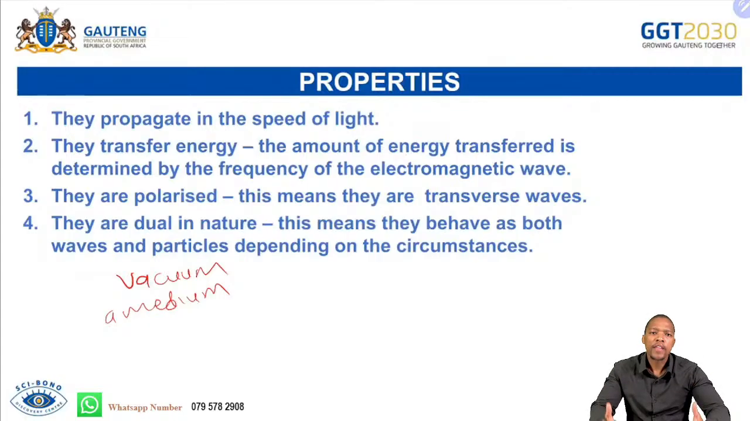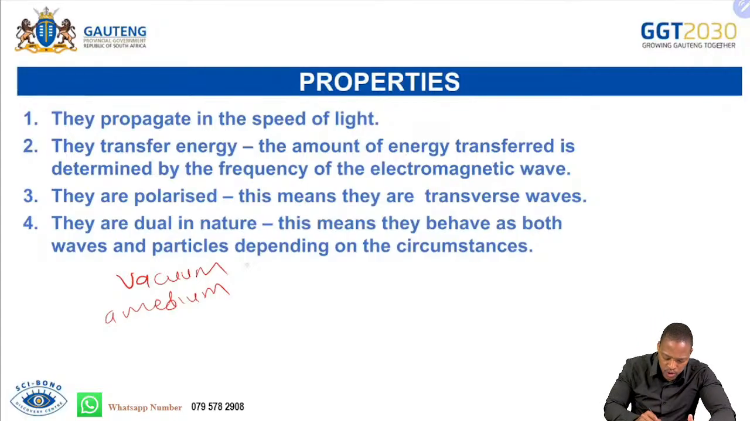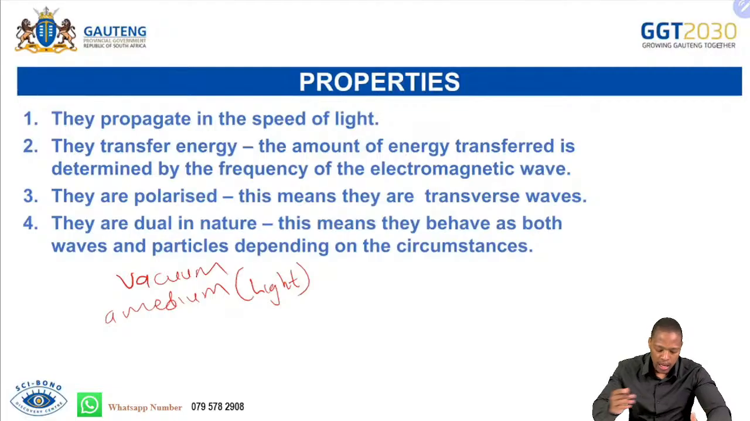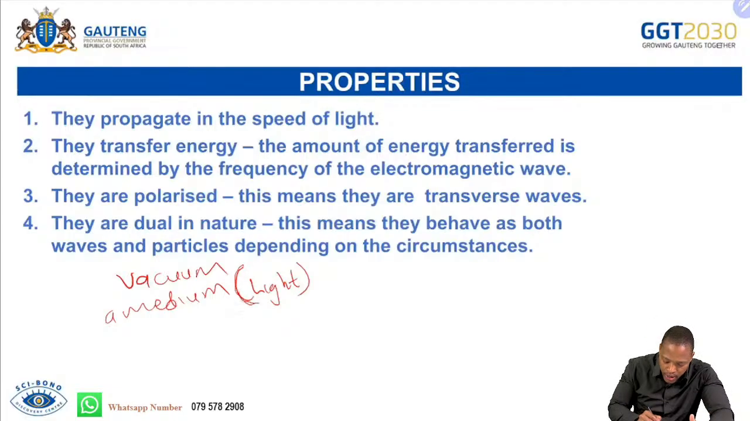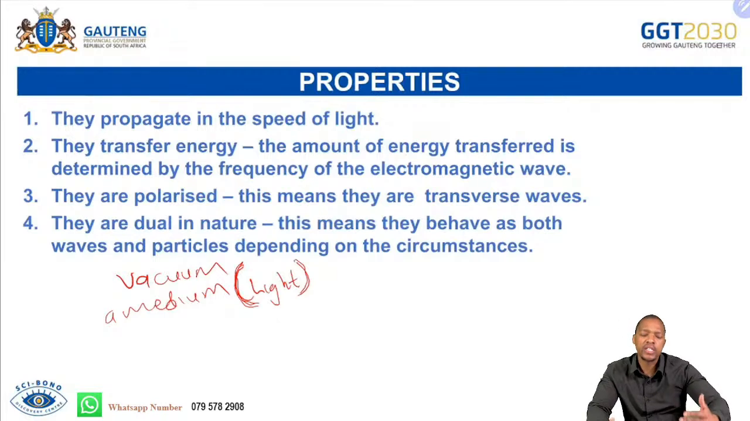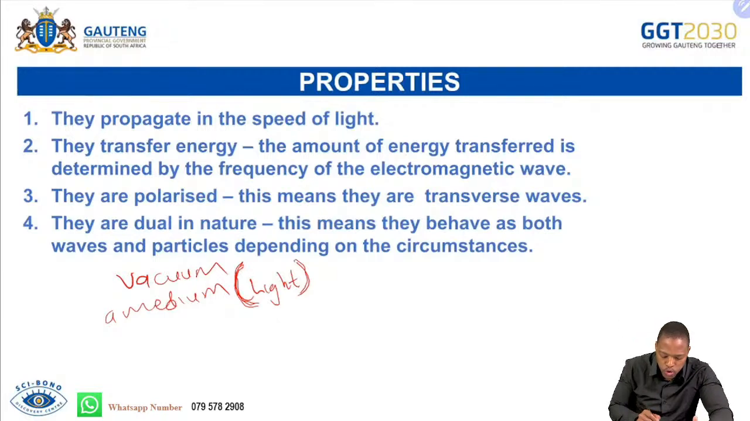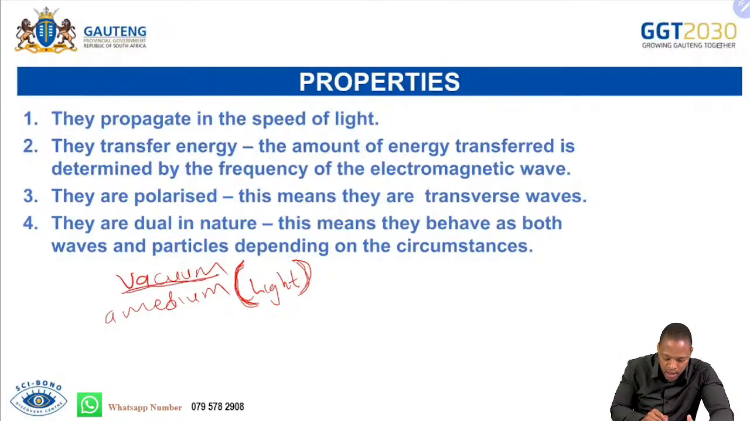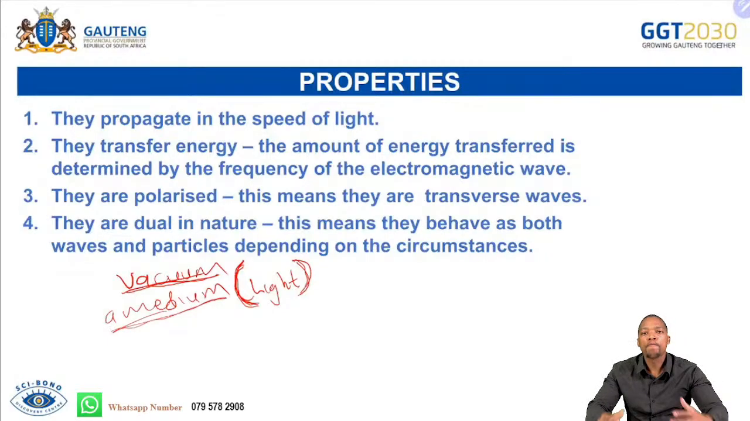If you remember last time, we said light needed a medium to propagate. That was the light we were talking about last week. But not all light needs a medium to propagate through. These electromagnetic waves can propagate in a vacuum, in an empty space. But they can also propagate in a medium.